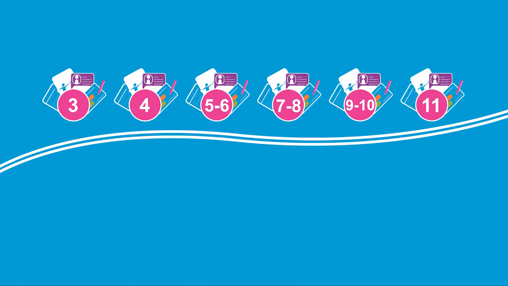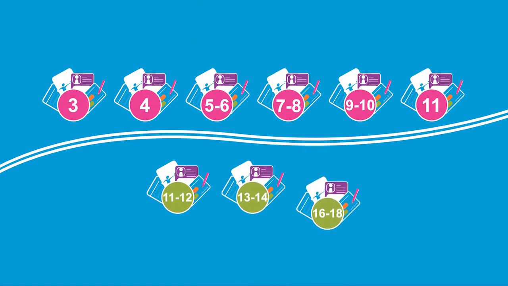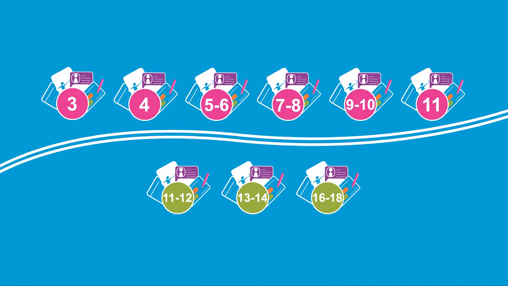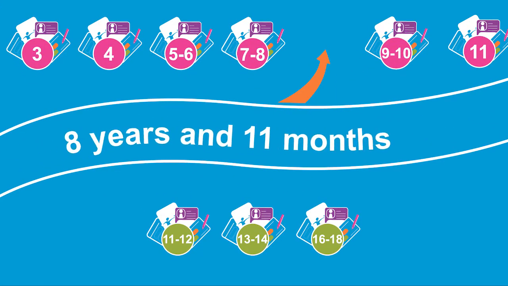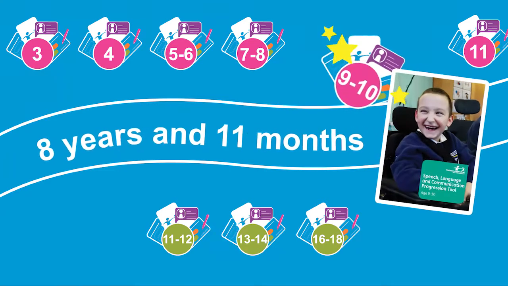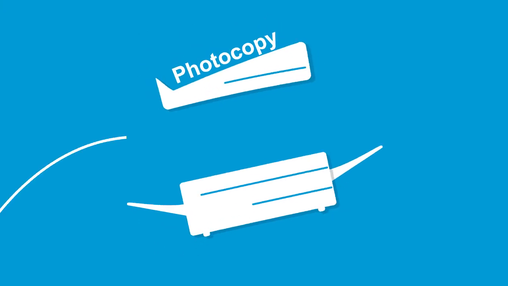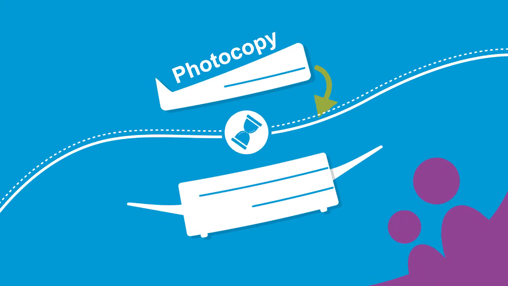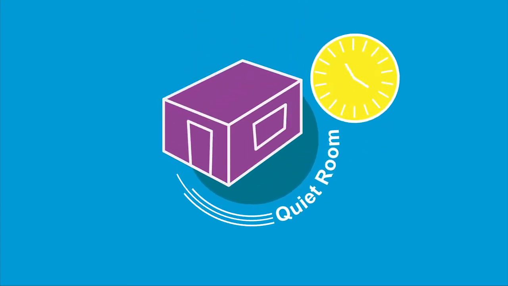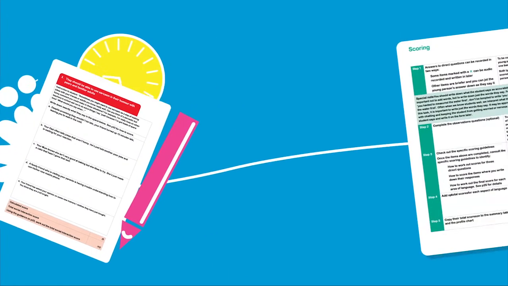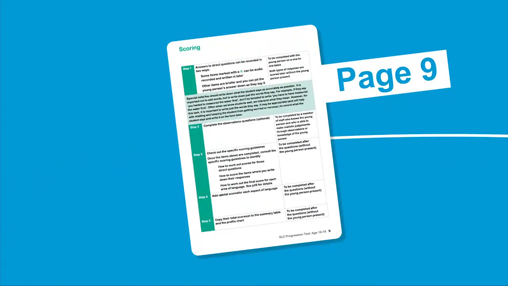Choose the right tool based on the child or young person's age. You'll need to use your judgment if they're in between ages. For example, if they're 8 years and 11 months, it's probably best to use the age 9 to 10 tool. Photocopy the scoring and answer sheets so that the originals can be used again. Find a quiet room to complete the questions and schedule time for the observation section of the tools. Make sure you've read the scoring information on page 9 of your reference booklet.